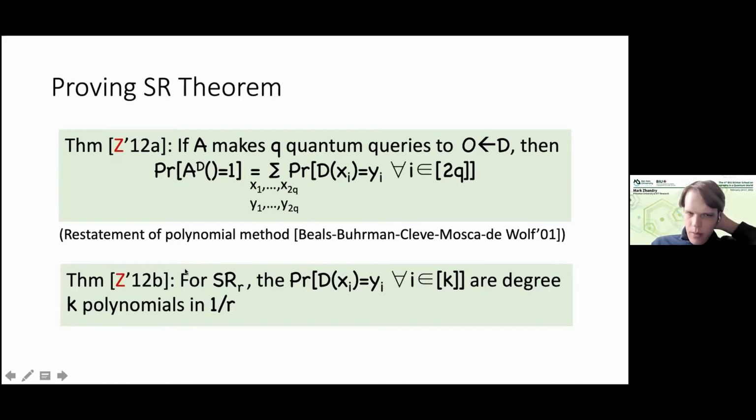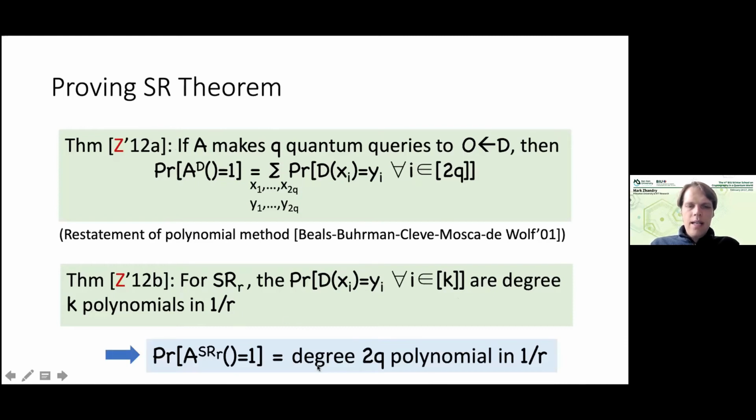The other interesting thing that we will use is that for these small range distributions, the K-wise marginals are polynomials in 1 over R, where R was the size of this intermediate index set. So the probability that A outputs any value, say 1, is a linear combination of the 2Q-wise marginals, and those 2Q-wise marginals are themselves polynomials in 1 over R of degree 2Q. Again, we won't prove this. It's somewhat routine. Taken together, since each marginal is a polynomial of degree 2Q and I'm just taking a linear combination, the probability that A outputs 1 is a polynomial in 1 over R of degree 2Q.